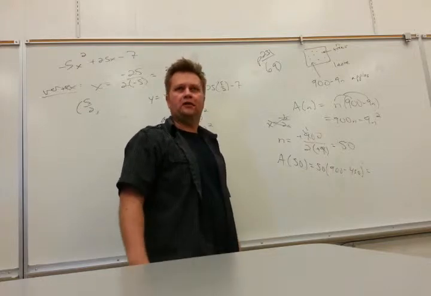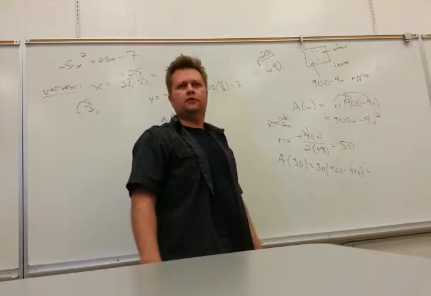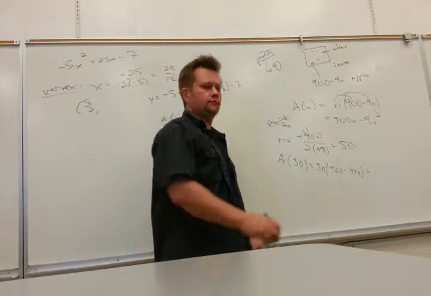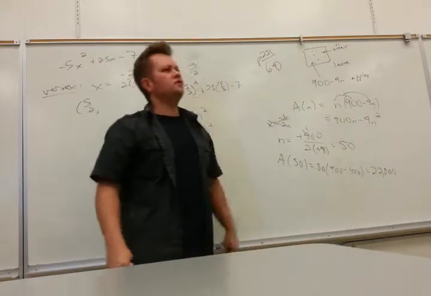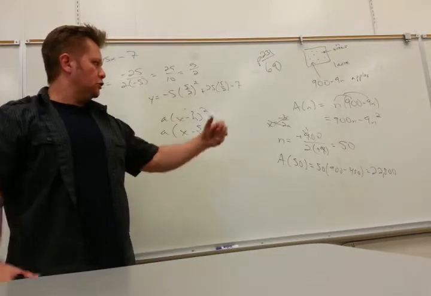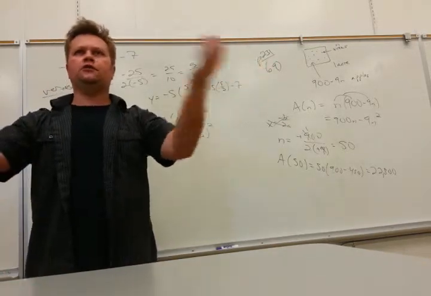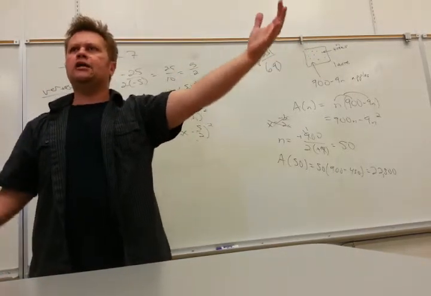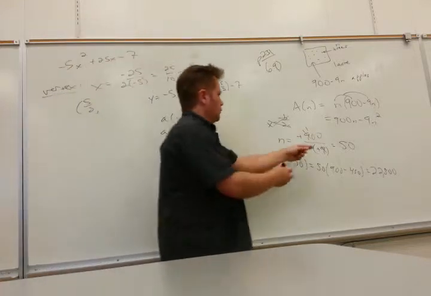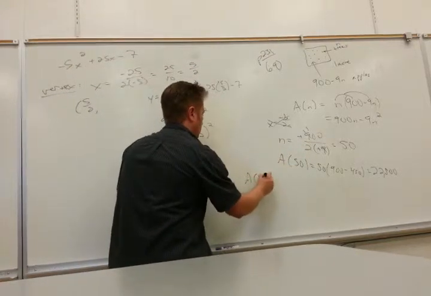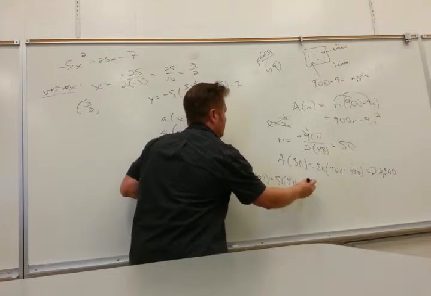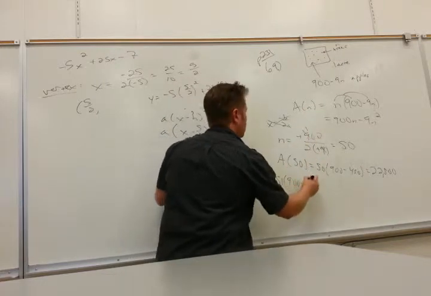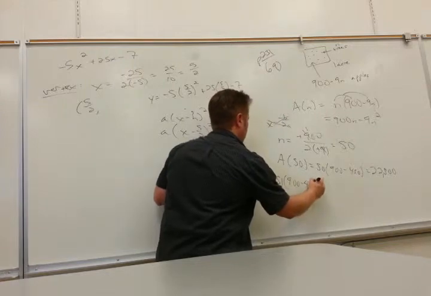Which stands for... somebody help me out. 22,500? Yeah? So I get 22,500 apples. So if I use anything other than 50, if I use 51 trees or 49 trees, you can kind of check yourself. If n was 51, what would I get? 51 times 900 minus... oh, you can do it, Jeff. 459.